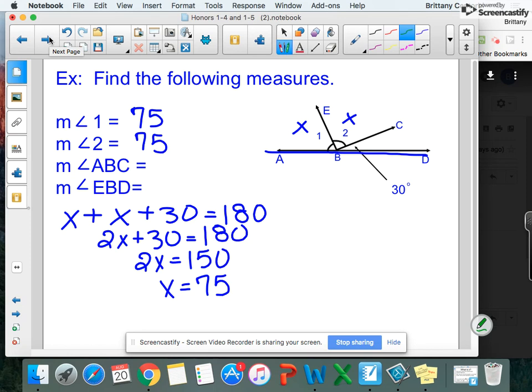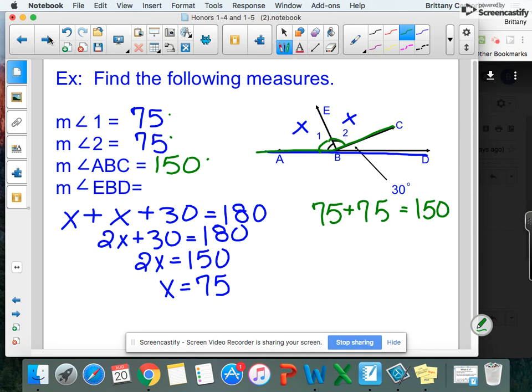Then from here we want angle ABC. So that is angle 1 and angle 2. So we know that angle 1 and angle 2 are 75. So we're just going to do 75 plus 75, which gives us 150 for angle ABC. And we should be putting our degree symbol on there since we're talking about an angle.